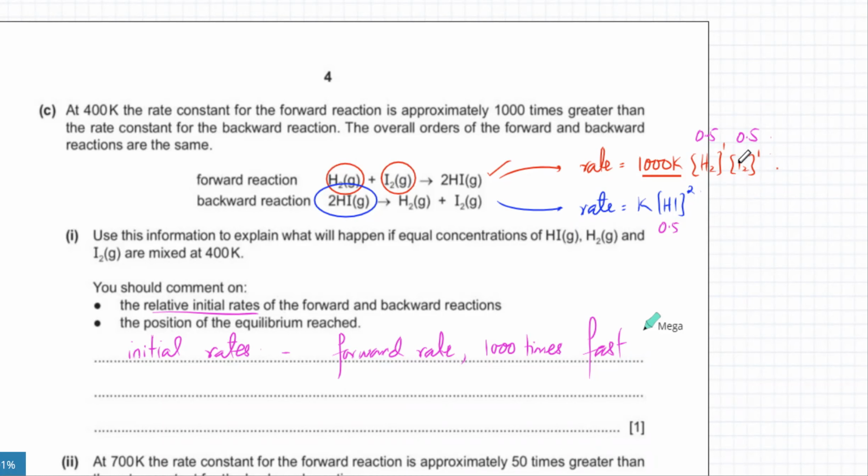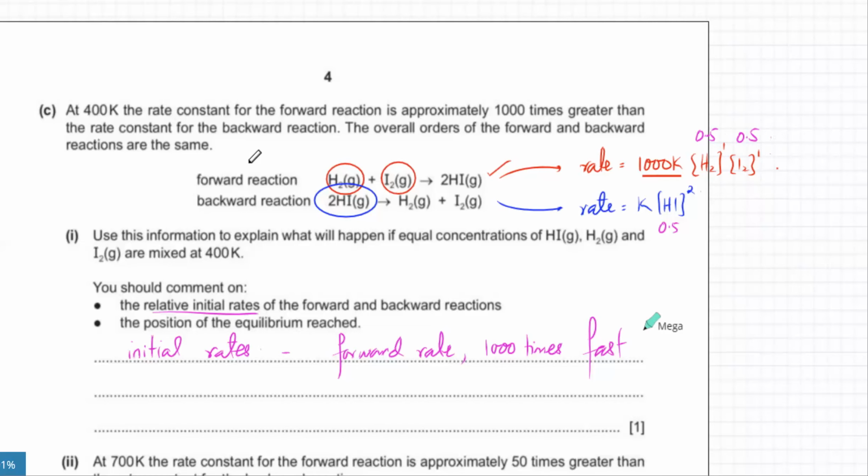Yes, sir. So in the previous parts, he did calculate the order. H2 was 1 and I2 was 1, so we already know that. And he said that the value of the rate constant for the forward reaction is approximately 1000 times greater. So it's going to be 1000k, right? So you will get an equation: rate is equal to 1000k, because it's 1000 times greater, into the concentration of H2 power 1 into the concentration of I2 power 1. Is that clear?